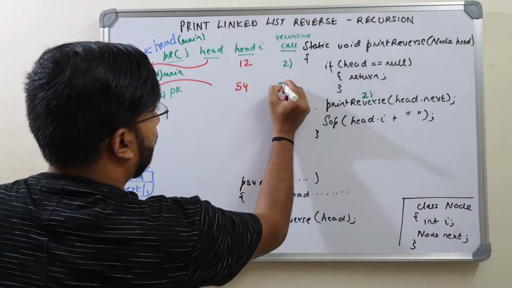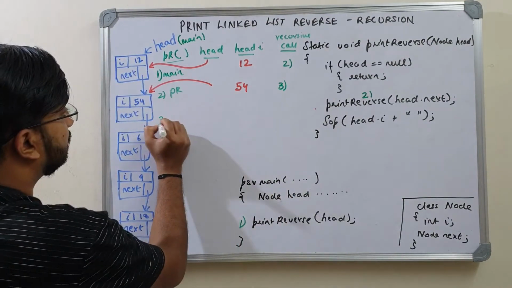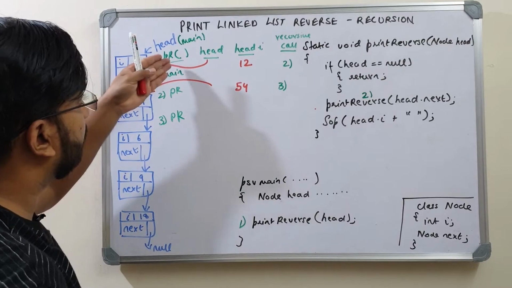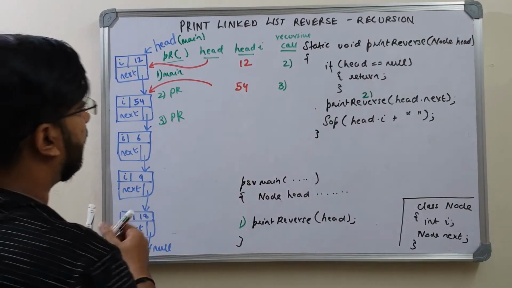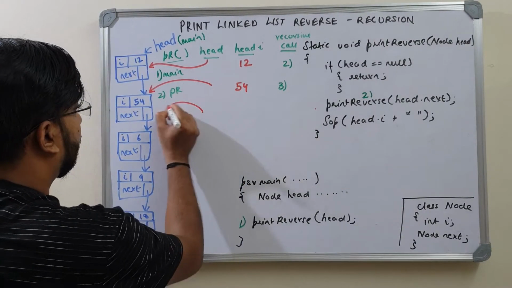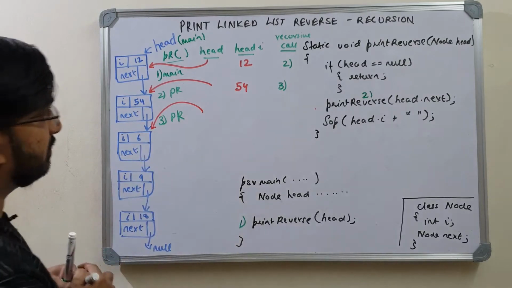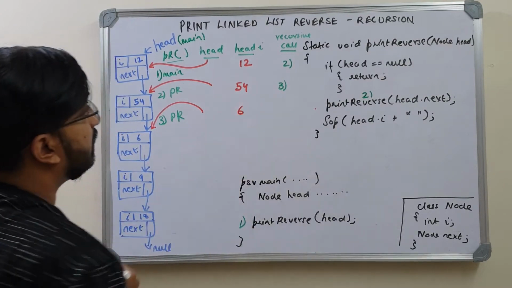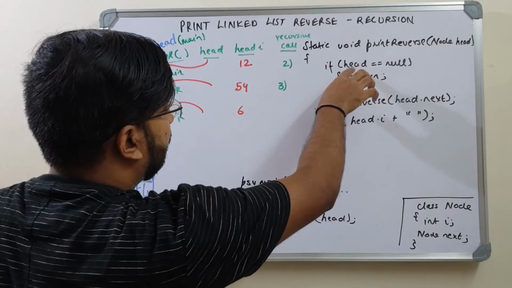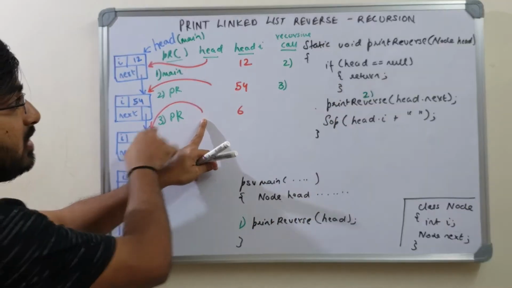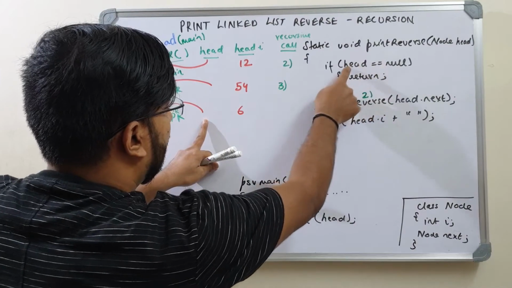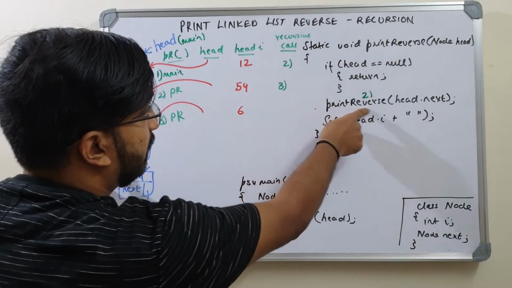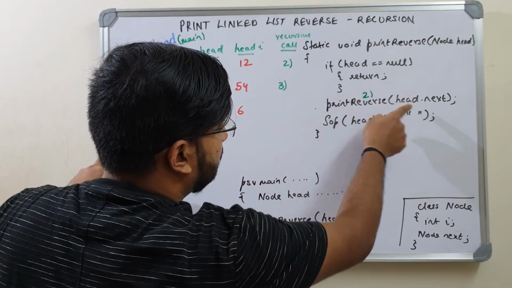So call 3, that is from 2, is a recursive call because this is called from PR. This indicates from where this printReverse is called. Your head in this third call is pointing to this location. Your head.i is now 6. You come into this method with head pointing here. You check if head is equal to null. Head is pointing here, a memory location, not null, false. You come here, you recur again. You say printReverse head.next.